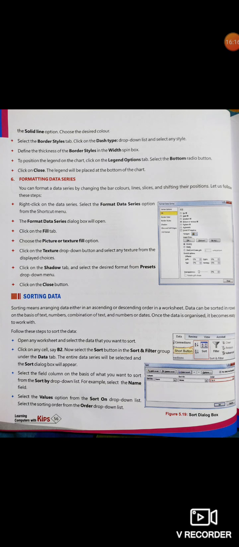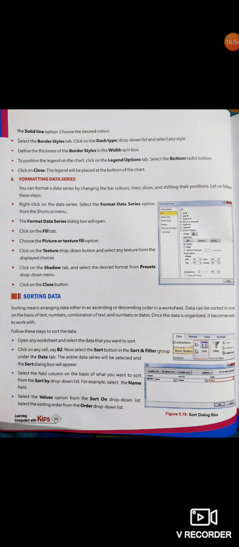So what are the steps to sort the data? For doing that, we have to open any worksheet and select the data that we want to sort. Then we have to click on any cell, suppose B2. Now we have to select the sort button in the sort and filter group under the data tab. The entire data series will be selected and the sort dialog box will appear. Now we have to select the field column on the basis of which we want to sort from the sort by drop down list. For example, suppose we want to sort by the name. Okay, so then we have to select the name field.